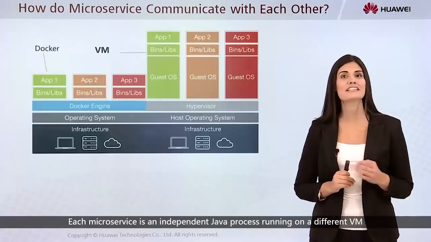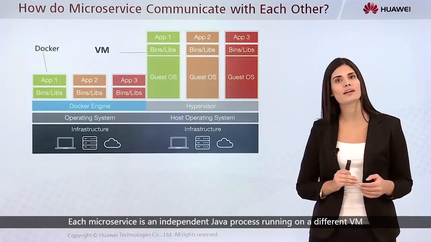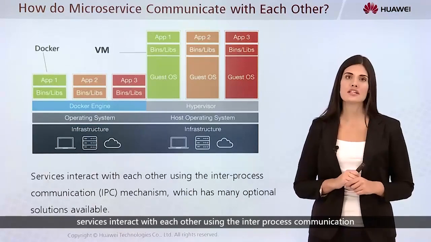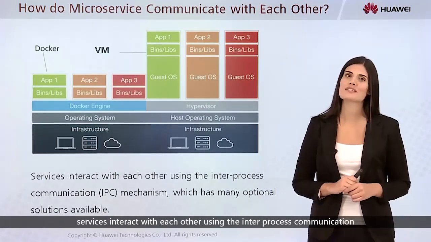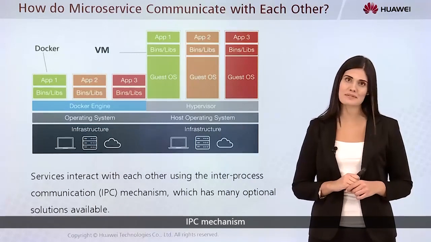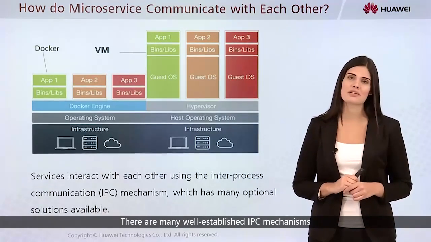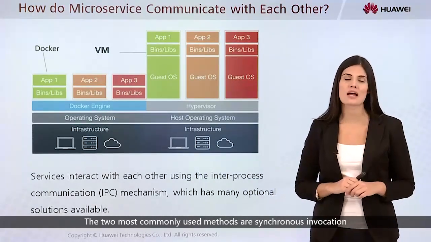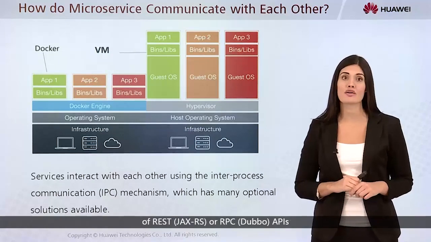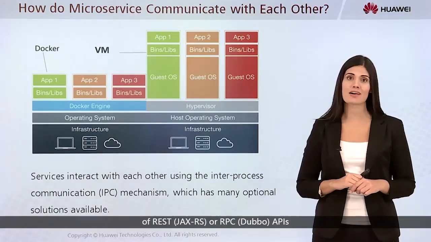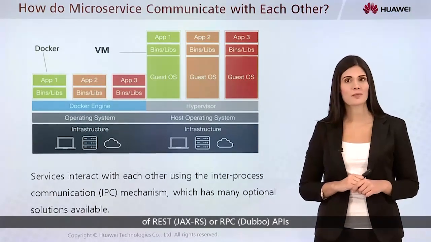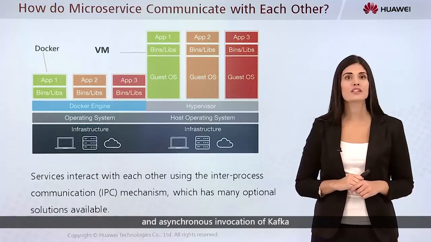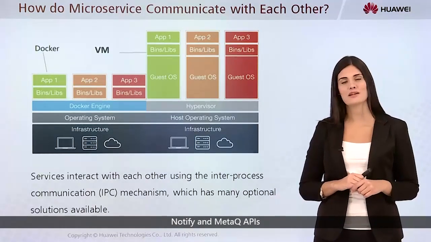Each service is an independent Java process running on a different VM. Therefore, services interact with each other using inter-process communication (IPC) mechanisms. There are many well-established IPC mechanisms. The two most common methods are synchronous invocation of REST, JAX-RS or RPC Dubbo APIs, and asynchronous invocation of Kafka, Notify, and MetaQ APIs.